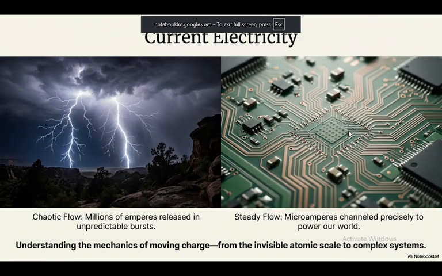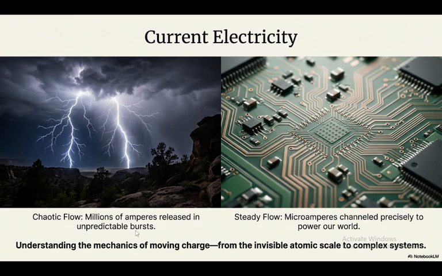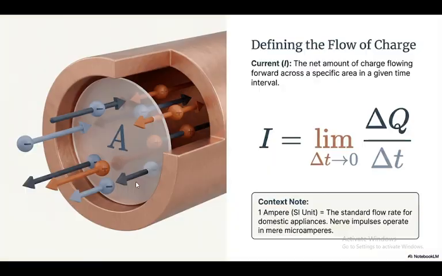Hello everyone. Today we shall discuss current electricity. Chaotic flow: millions of amperes are released in unpredictable bursts. Steady flow: microamperes channeled precisely to power our world. Understanding the mechanics of moving charge from the invisible atomic scale to complex systems.